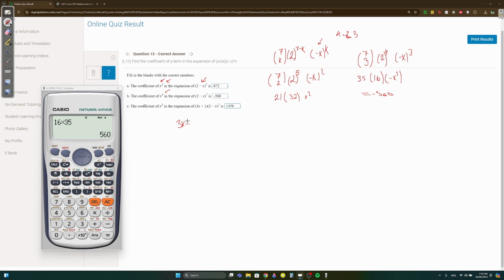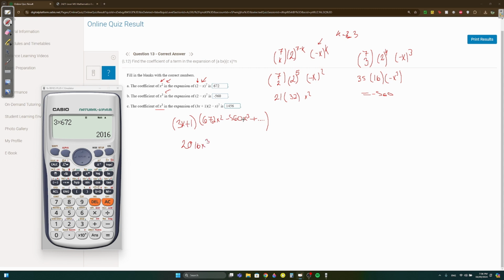So we want to expand 3x plus 1 times 2 minus x to the power of 7. We already expanded this to get 672x squared, right? Minus 560x cubed plus dot dot dot. Okay, we want the coefficient of x cubed. To make our life easier, let's only expand the stuff that will get me x cubed. 3x times x squared will get me x cubed, yes. So 3 times 672, wait, 2016 x cubed. So this will get me x cubed.